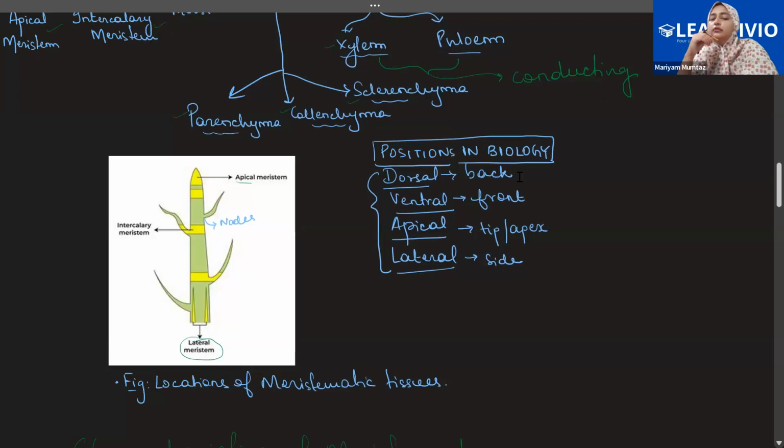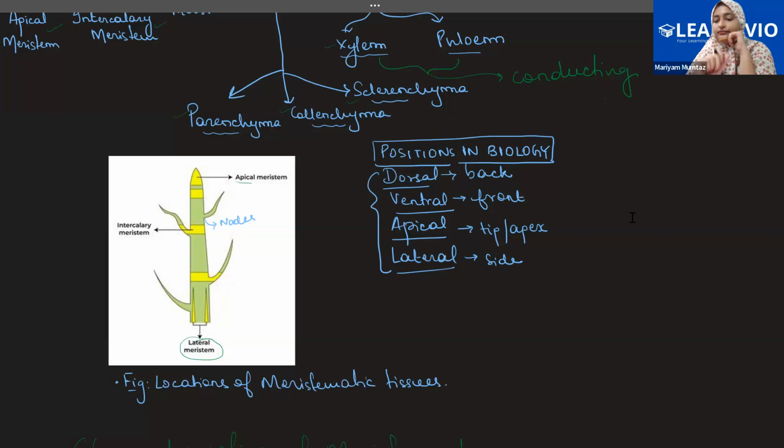Okay. Now, in general, what is the function of meristematic tissue? You don't have to be specific, just in general. Growth. Exactly. Growth. Now, whether this growth is in terms of length or in terms of breadth. Now, which tissue grows the plant in terms of its breadth?